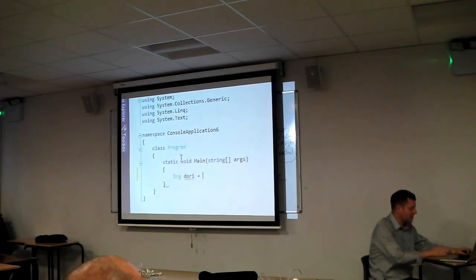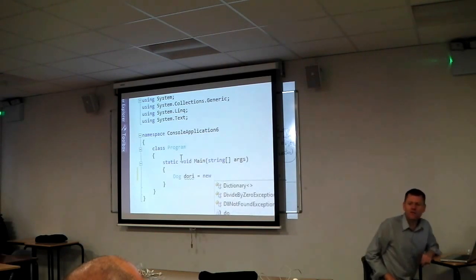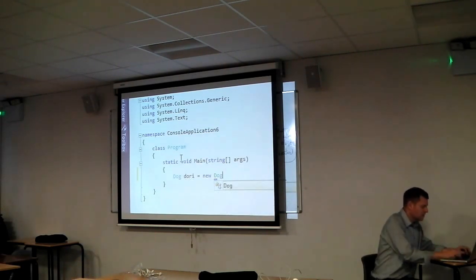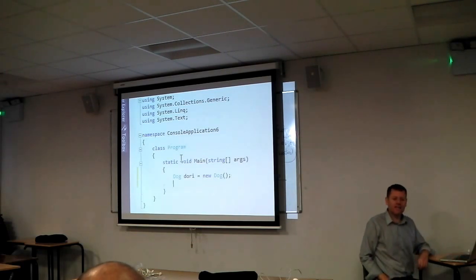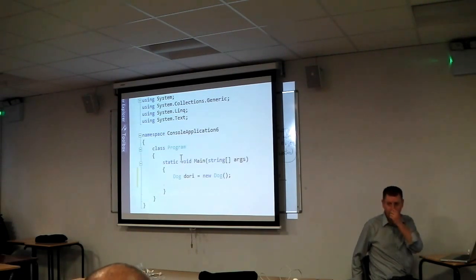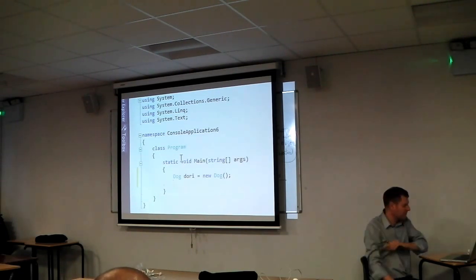Now, here's the magic in C#. To instantiate a new dog, you use the word new. So you go dog Dory equals new dog. I have now created an instance of the dog class. Dog, D-O-G, uppercase, is the type. And then D-O-R-Y, Dory, is the instance. It's the variable which contains all the information about that particular dog.